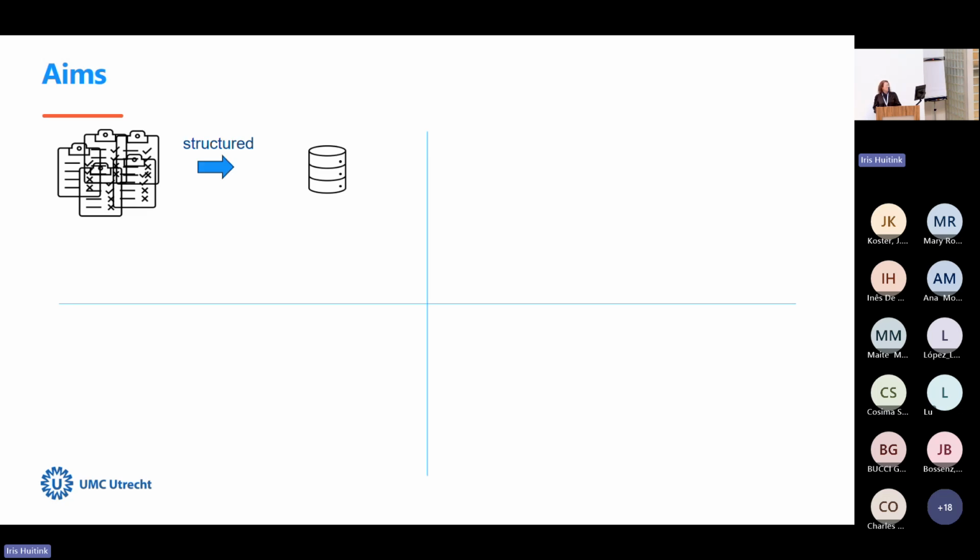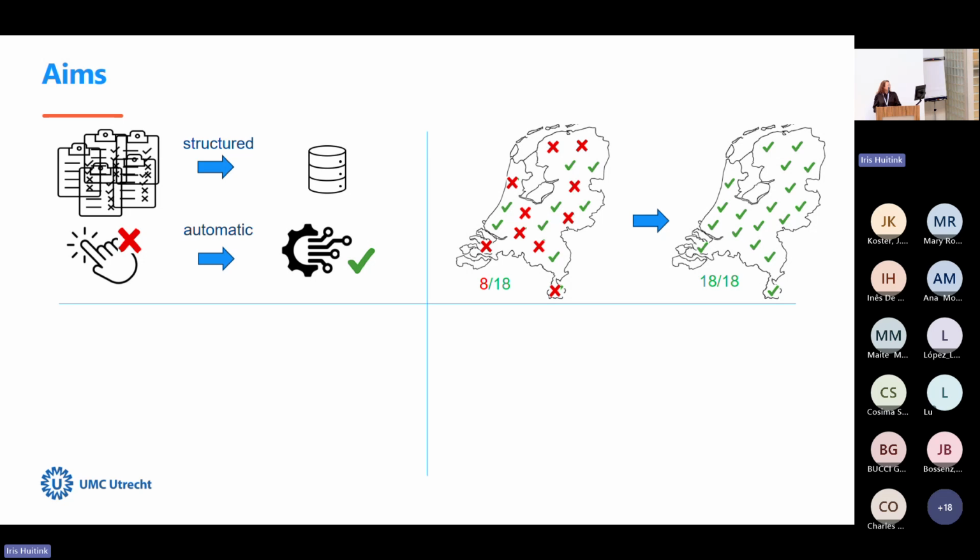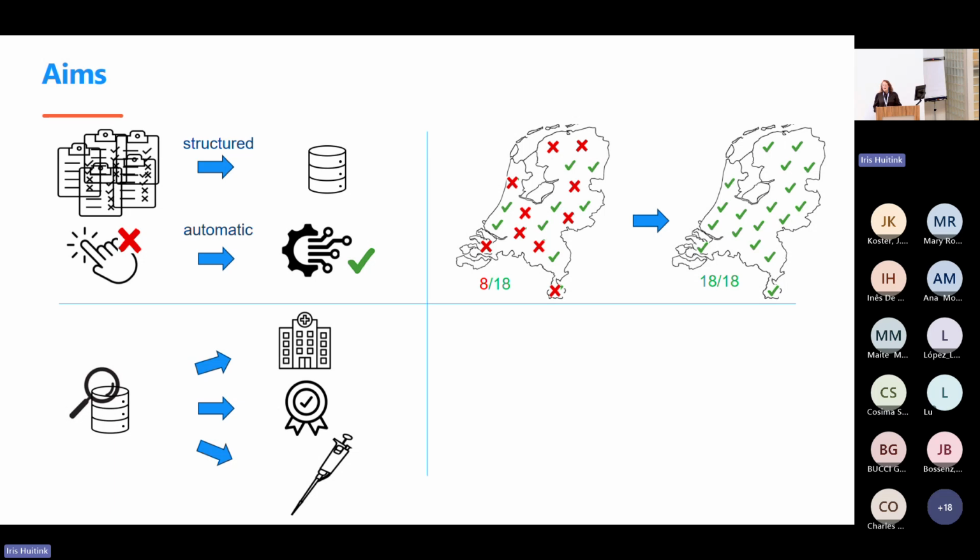So therefore, we set ourselves a couple of aims. And the first is the data needs to be structured. Secondly, it needs to be automatically handled. So no manual steps should be required. Currently, 8 of the 18 labs are using the PALGA protocol module. Of course, it needs to be all labs, so 18 out of 18. If we then have a database with molecular pathology data, the data needs to be able to be used by the different hospitals for quality assurance, but also for research purposes.